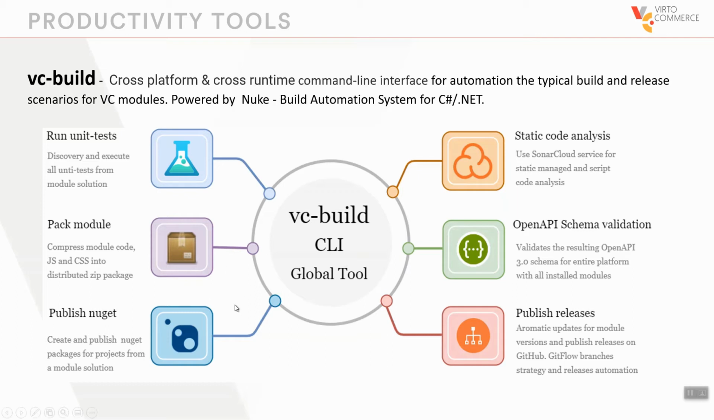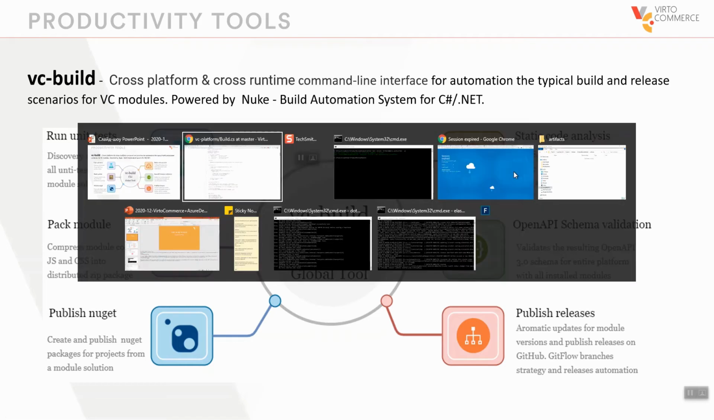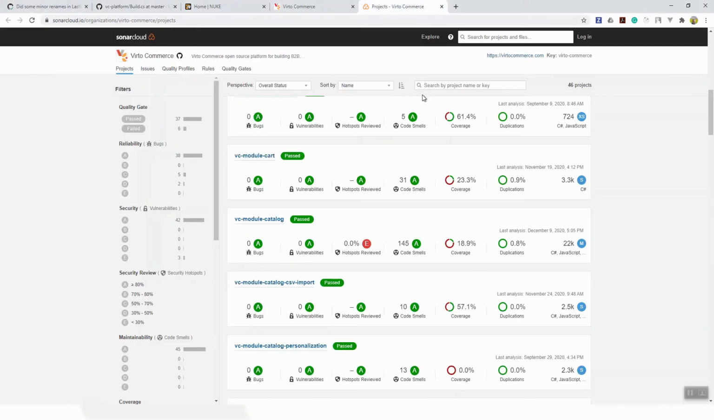First of all, it is adapted to the Virto Commerce solution structure and provides single command operation for such tasks as building a module project, both managed and script parts, discovering and running all the unit tests from the solution, creating and publishing NuGet packages for projects from your solution. This can be helpful if you intend to reuse a module's logic in another project. You will be able to quickly publish the needed version as a NuGet package in the private or public NuGet repository.